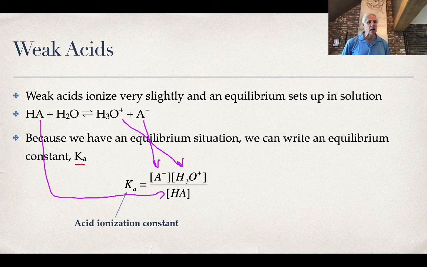Notice that I did not include the water in the equilibrium constant. That's because water is a pure liquid, and we don't include pure liquids or pure solids in our equilibrium constants. The reason is that their concentration is a constant, and because their concentration is a constant, that value already gets worked into the equilibrium constant. So we just leave out pure liquids or pure solids. There's our Ka, the acid ionization constant, also called an acid dissociation constant.